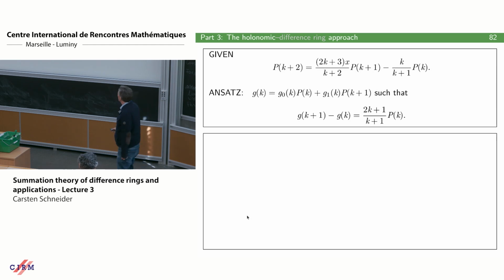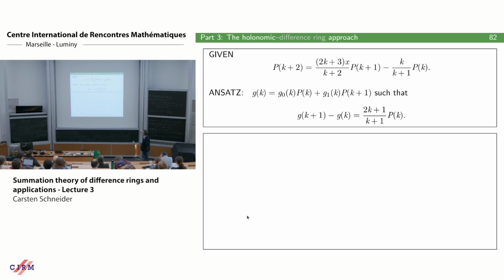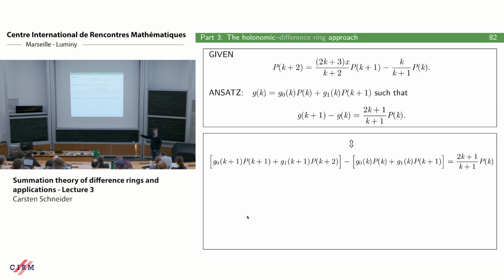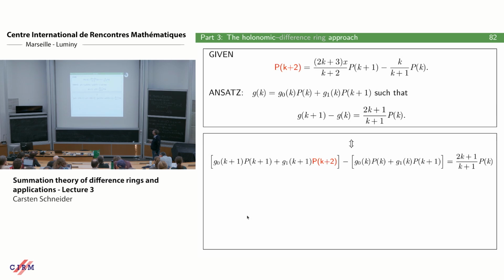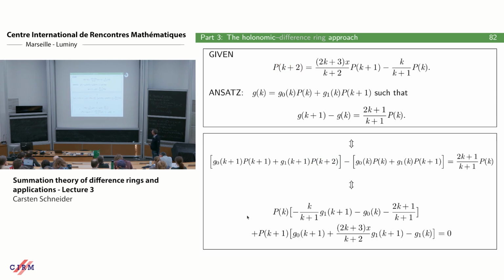So let's go a bit more into details on how this works. We have here our ansatz. As you have seen, I look for G_0 and G_1 such that this telescoping equation holds, and I just plug it in. Okay? Plug it in, similar to what you have seen in the difference ring approach. Now I use the relation that p_{k+2} can be actually rewritten. It's like the verification. I do it also for my ansatz for solving. I plug it in, and then I get basically this expression here. I just rewrite it.